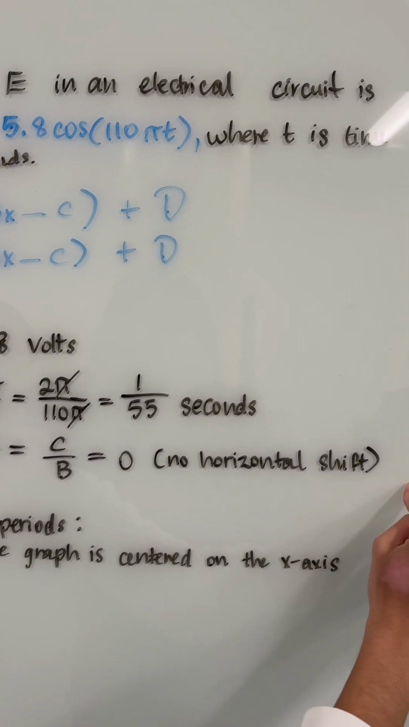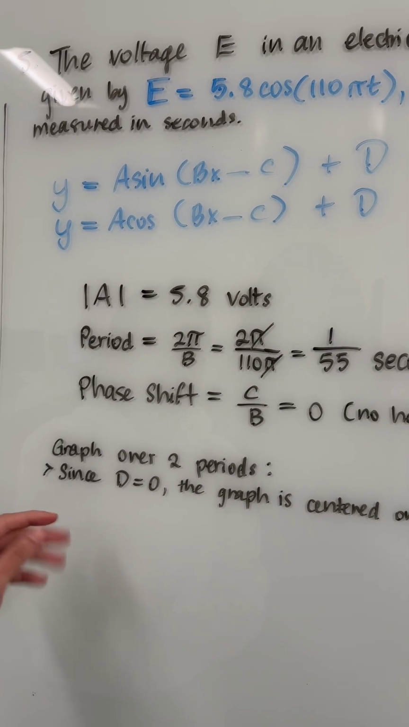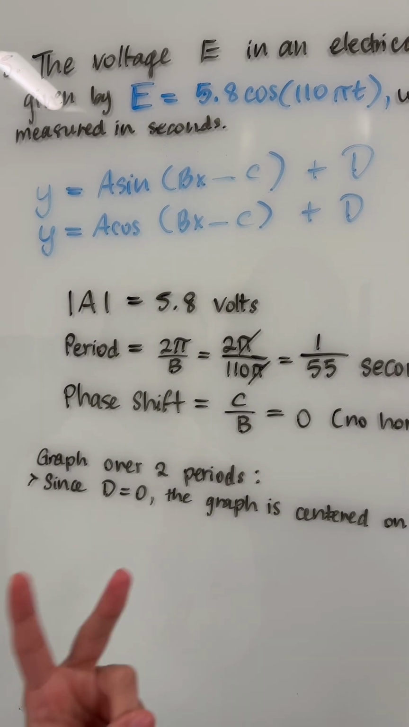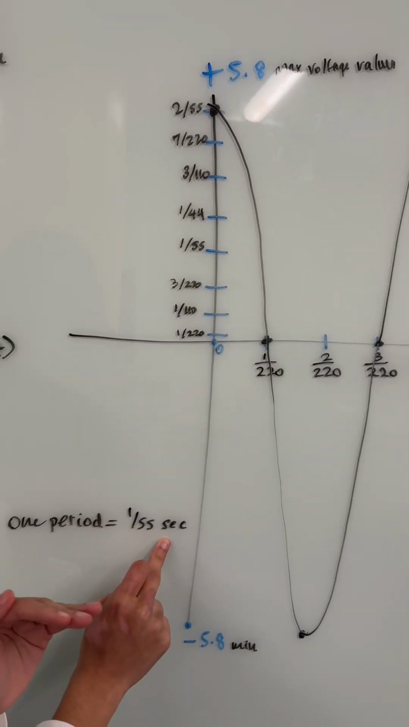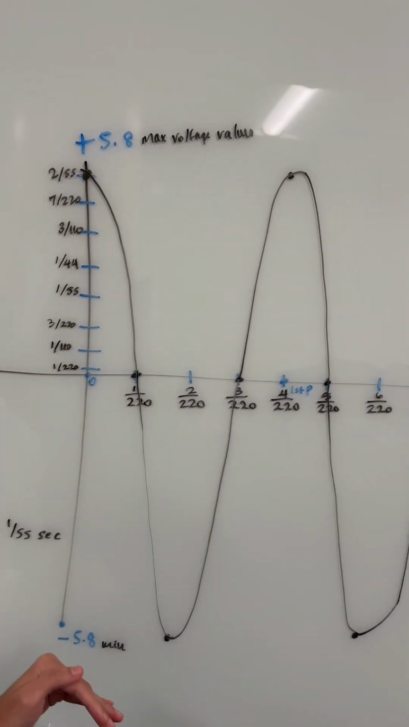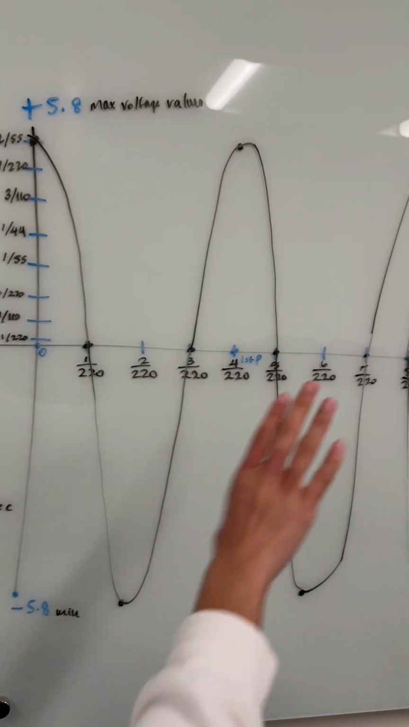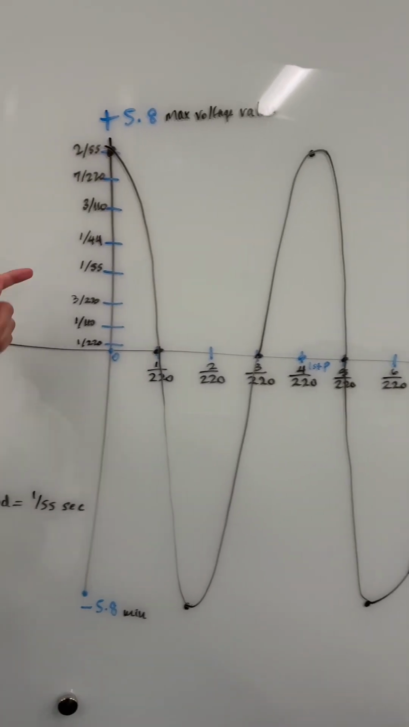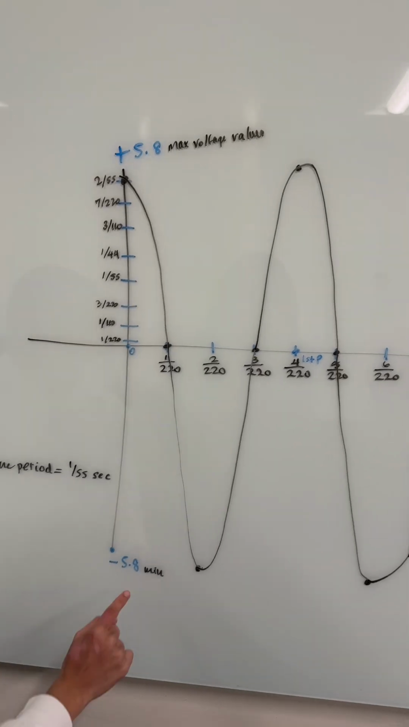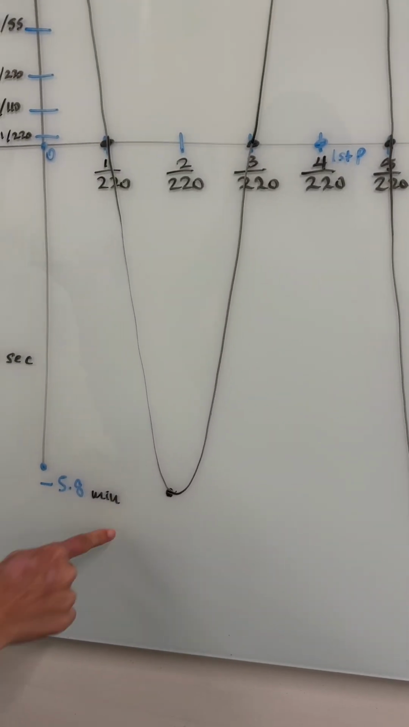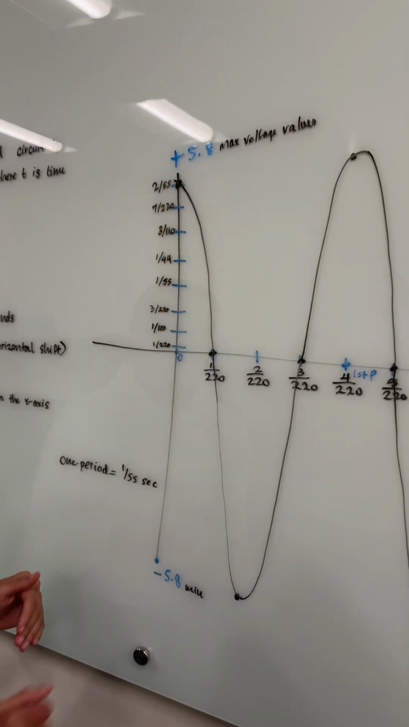There's no horizontal shift. For part D, they ask us to graph this function over 2 periods. One period is 1/55th of a second. This graph shows the voltage, how the voltage changes over time. Here we have our y values, x values, and this is the maximum voltage value, and this is the minimum voltage value. As we know, in a cosine graph, we always start at the maximum.